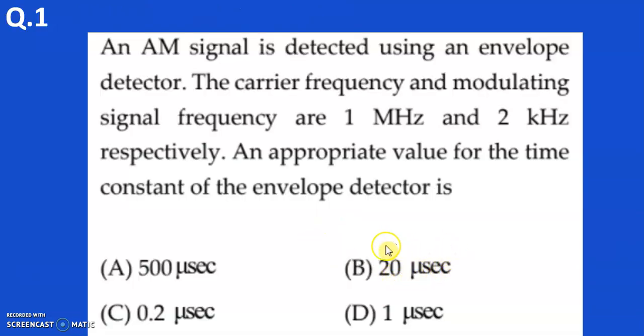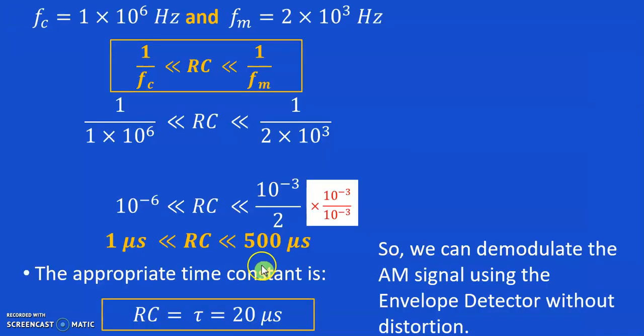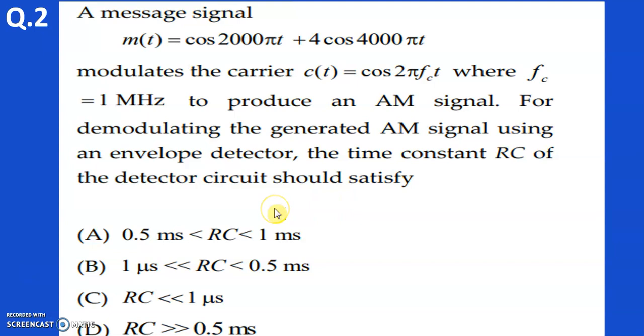So the appropriate value is 20 microsecond, because 20 microsecond is in the range of much greater than 1 microsecond and much less than 500 microsecond, and this is the optimal condition for this detector to demodulate the AM signal using the envelope detector without distortion. So this is the first question solution.